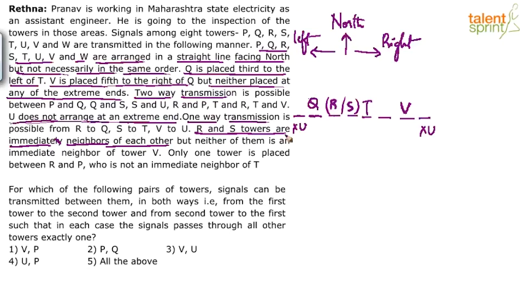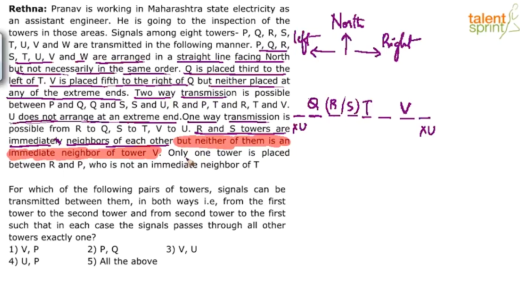Next point. R and S are immediate neighbors of each other, but neither of them is an immediate neighbor of tower V. This is redundant in my view. If you actually look at it, this point given here is redundant. But neither of them is a neighbor of tower V is useless, because we have already found that R and S are not the neighbors of tower V. You getting it? So this statement or this part of the statement is anyway useless, right? We don't even need that. Next point. What's the next point?